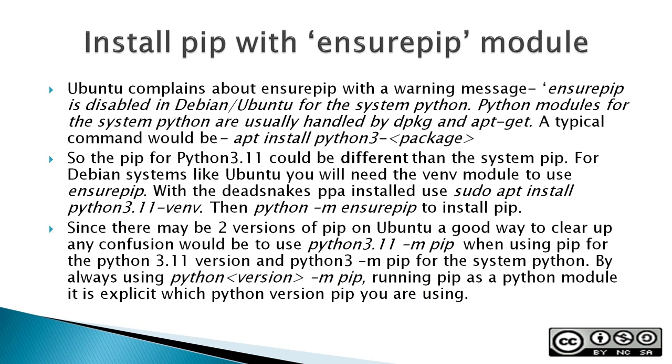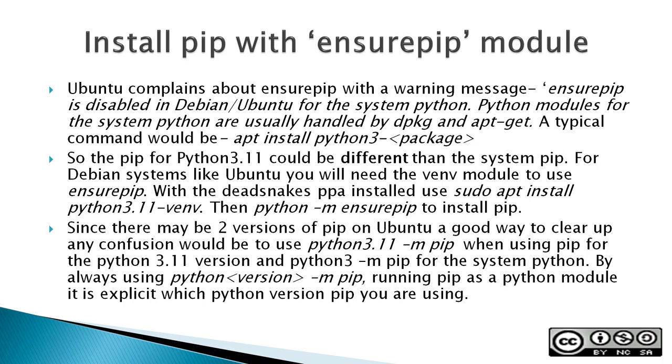So I'm going to try and install pip with the ensurepip module. But Ubuntu complains about ensurepip with a warning message. Ensurepip is disabled in Debian Ubuntu for the system Python. Python modules for the system Python are usually handled by Debian package and apt-get. A typical command would be apt install python3-package. So we can't use ensurepip to install pip for the system Python, but we can use this apt install python3-package to do it.